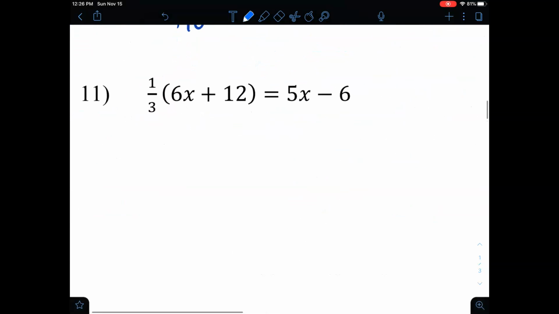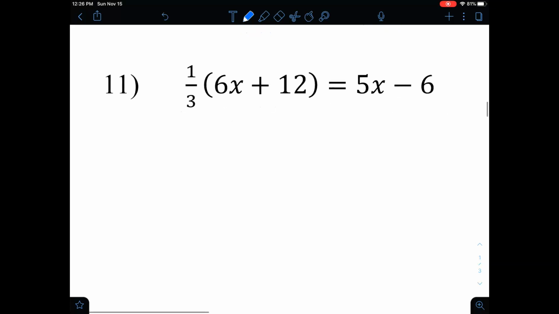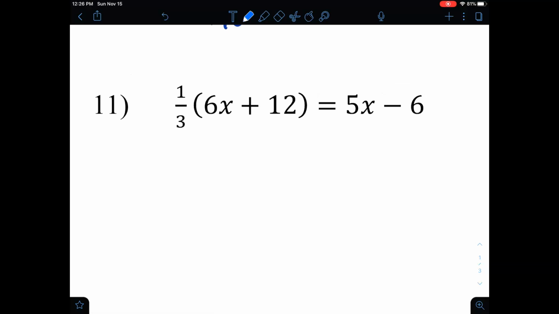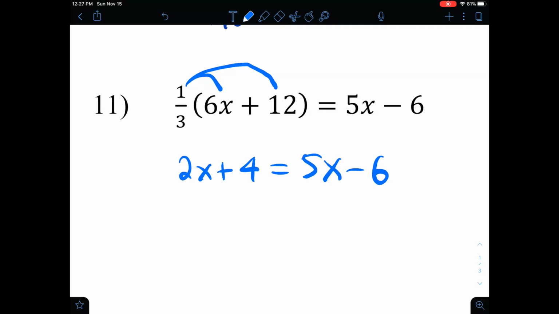All right. Next one, number 11. We have 1/3 times 6x plus 12 equals 5x minus 6. So, what does it look like we should do here with this 1/3? There are two ways we can approach this. It looks like we're supposed to distribute the 1/3 to this, okay? Before you do that, you want to see if it's going to work out nicely. What's 1/3 of 6x? Does that work out nicely? What's 6 times 1/3? That's going to be 2x. And what's 12 times 1/3? That's going to be 4, which actually works out really nicely. So I would distribute in this case.